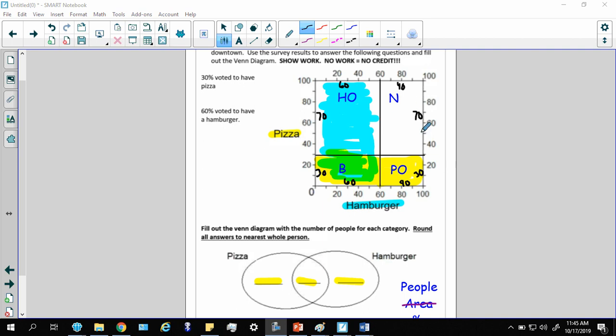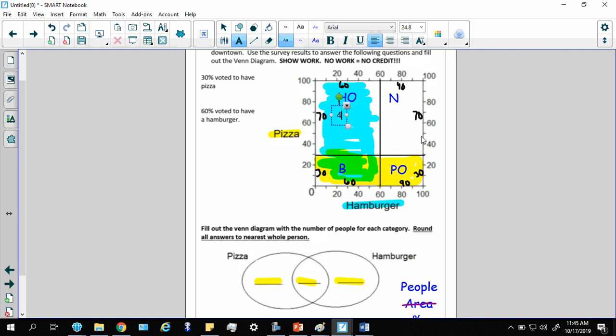So now that I have all of my dimensions, I'm going to go ahead and multiply to get my areas. So the area, I'll just do this in black here. All right, so that's going to be 4,200. This is going to be 2,800. This is going to be 1,800. And lastly, pizza only, this is going to be, let's see, 1,200.